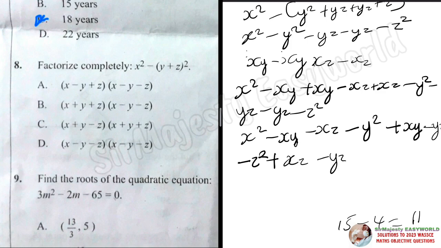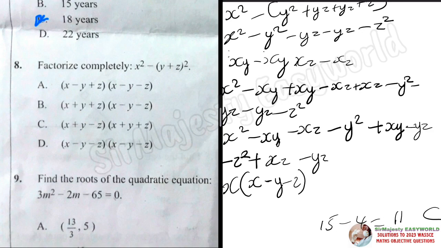So let's continue. I need to factorize everything here. X is similar here, so this will be x bracket. X in x will give us x, x in minus y will give us minus y, x in minus z will give us minus z. Then I need to factorize here too. So this will be plus y bracket. Y in y is y, y in plus xy is plus x, y in minus yz is minus z.